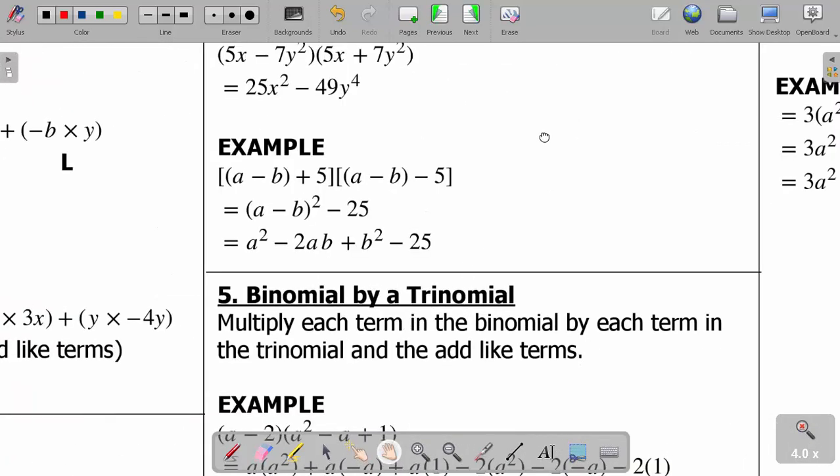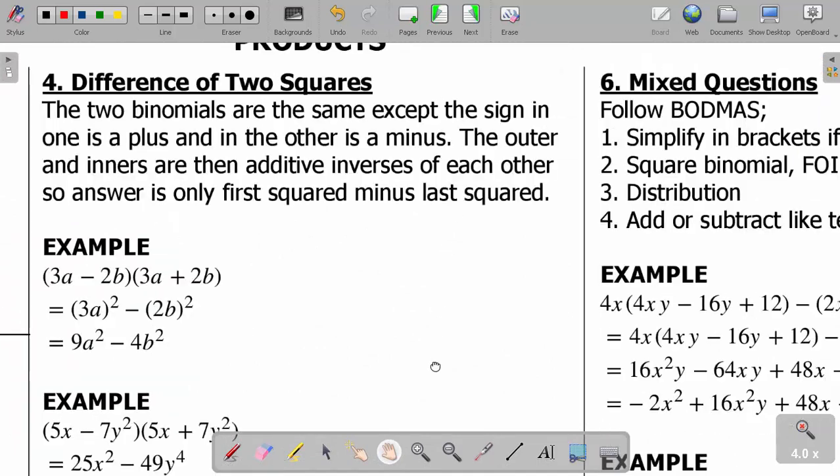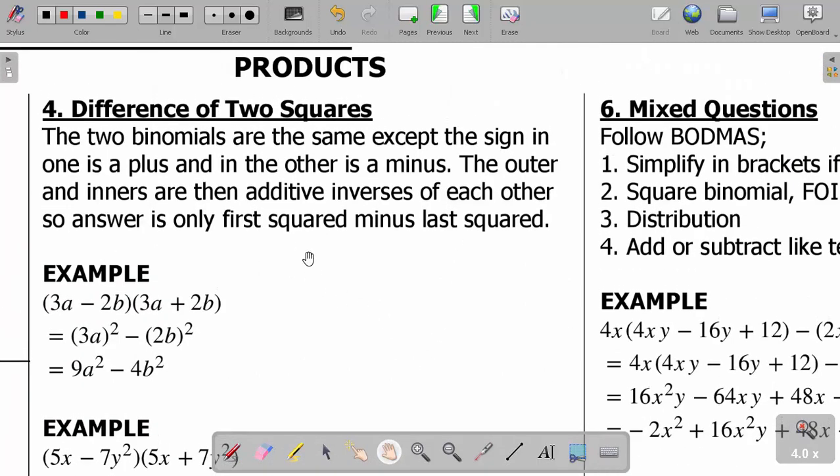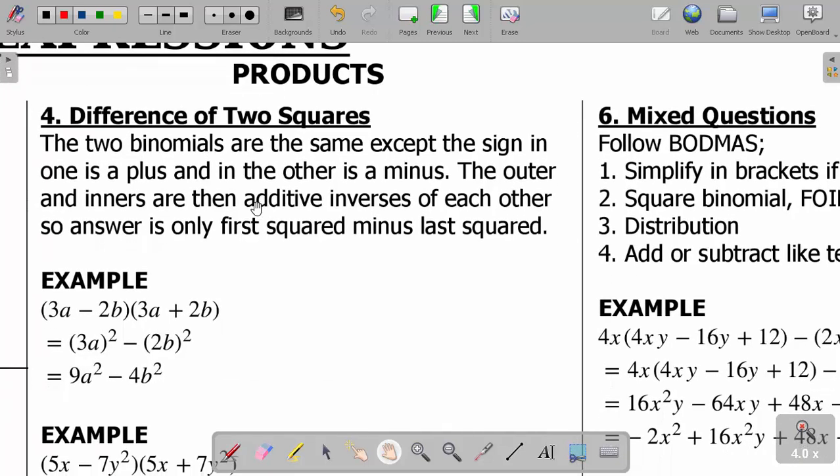Let us proceed. Next, we have the difference of two squares. In here the two binomials are the same except the sign: in one it is a plus and in the other it is a minus. So the outer and inner terms are additive inverses of each other. So the answer is only the first term squared minus the last term squared.